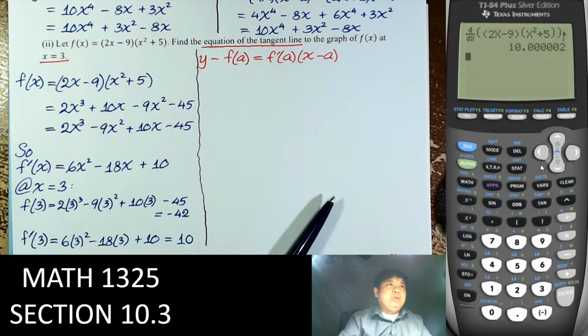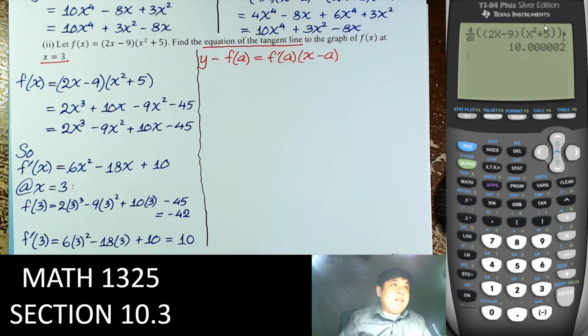So that's why we don't use the calculator to do this. To check the derivative, we just confirm it, because the answer is not going to be exact. There's some calculation error there.